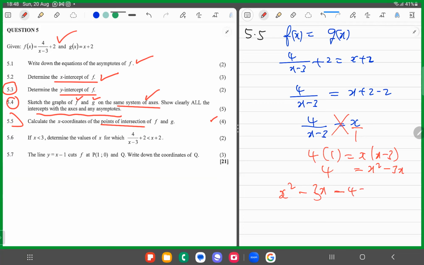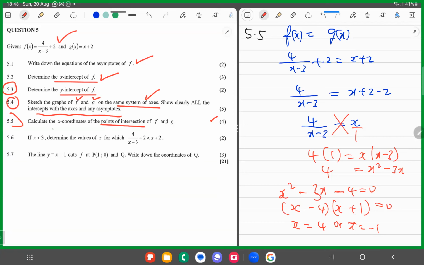We move the 4. We transpose it so that it becomes negative, right? Upon getting to this step, we can factorize this. The factors are x, and now we have minus 4 and 1. So which means x is what? x is 4 or x is minus 1. So at this point, we're able to see that we have those two values of x.